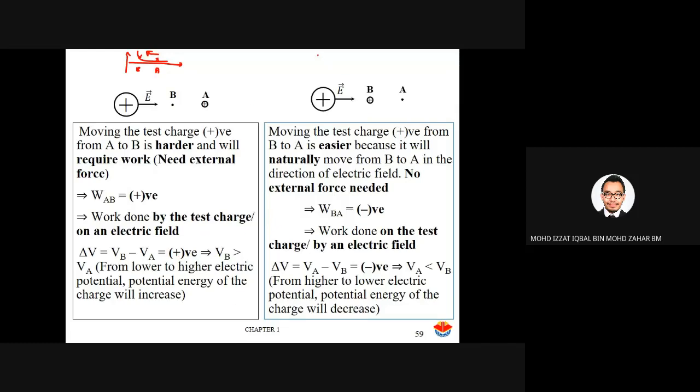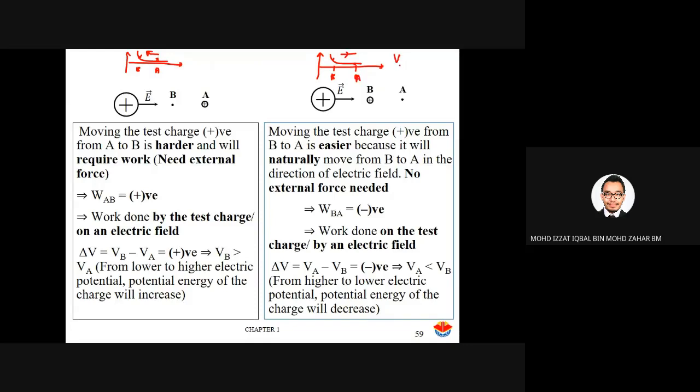Kalau yang ni pula, dia masih lagi positif charge, Q yang tu ada positif, so dia still graph dia macam tu. Cuma sekarang ni dia tak gerak daripada A ke B, dia gerak B ke A. This one is your B dekat lagi, A jauh sikit. Now they move in this direction. They're moving away.